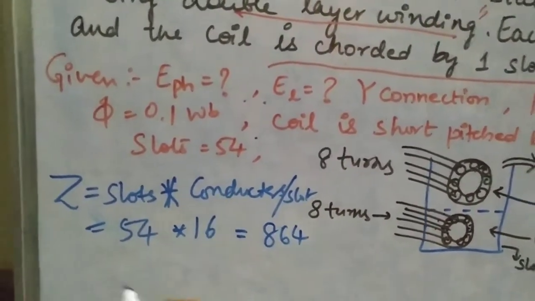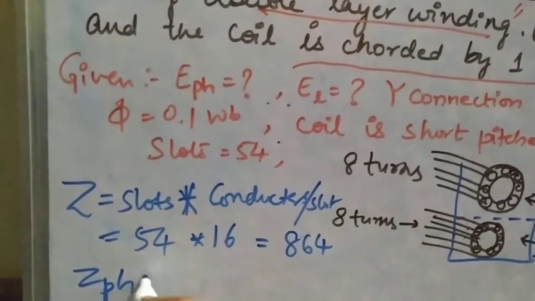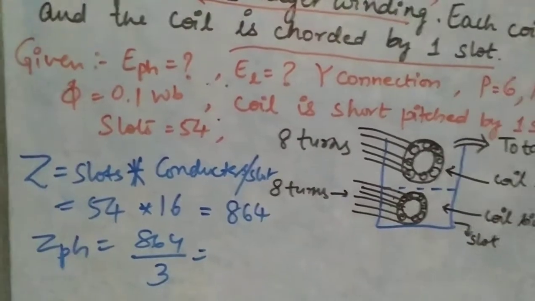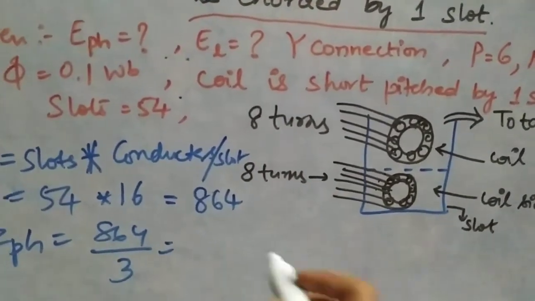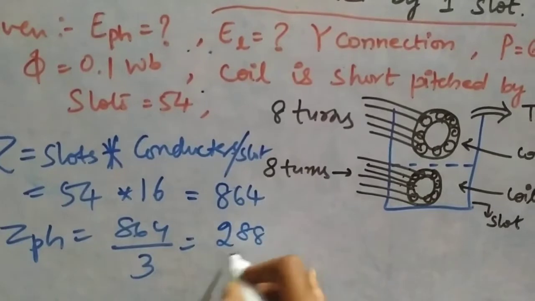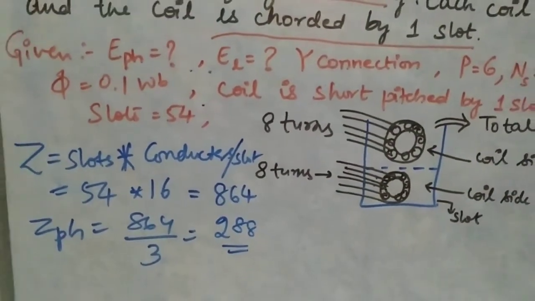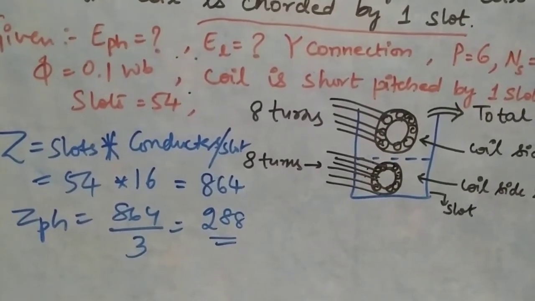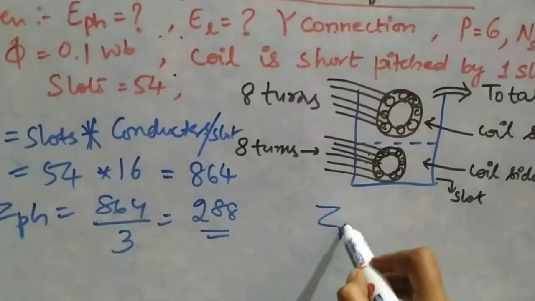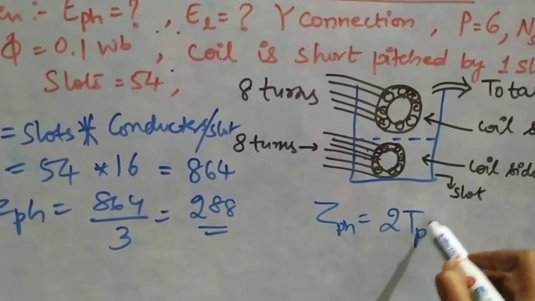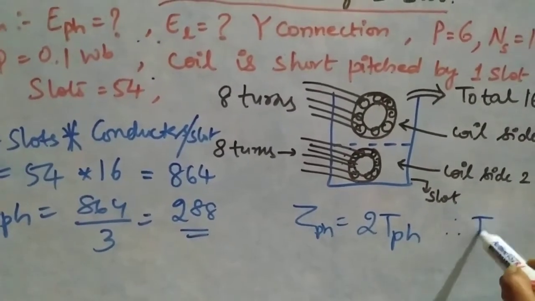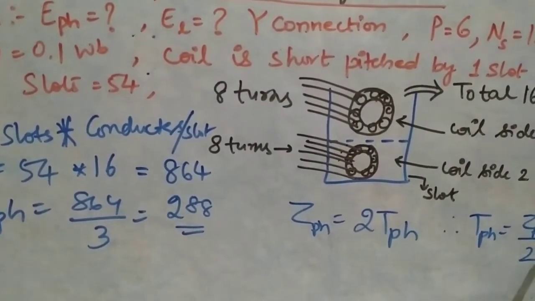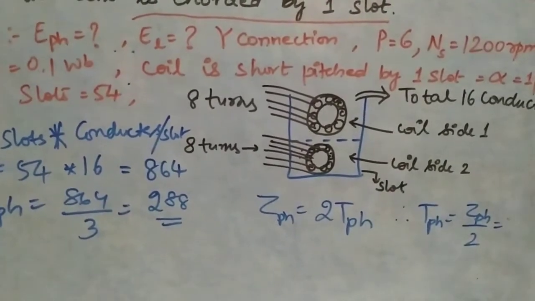If you want conductors per phase, Z phase is equal to 864 divided by 3, because the number of phases is 3. So it results in 288. Therefore this is the number of conductors per phase. If you want to solve for the number of turns per phase, as you all know Z is equal to 2T, then the turns per phase will be equal to Z phase divided by 2. So 288 divided by 2 is 144.